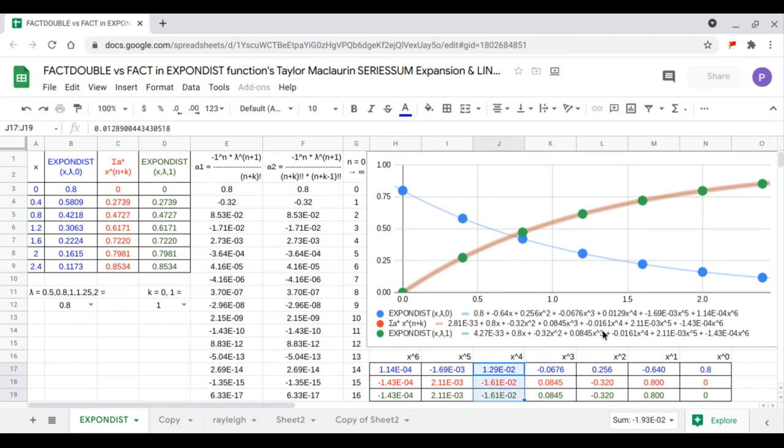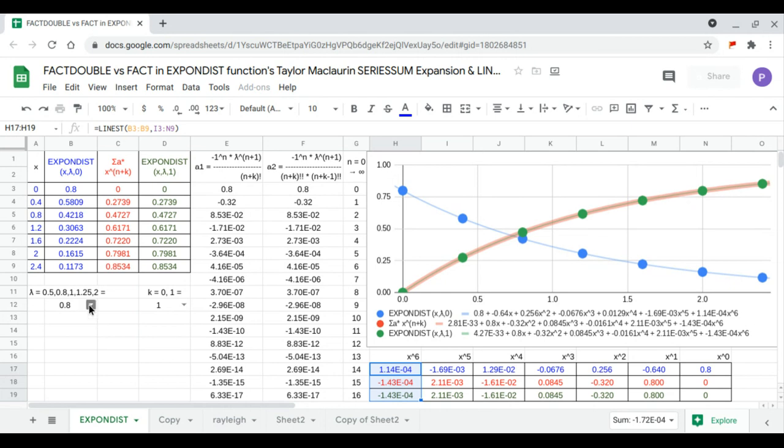And the x to the 4th, it's 1.29 times 10 to the minus 2. That's 0.0129. And this is 0.161, 161 times 10 to the minus 2. And the x to the 5th coefficient, that's 1.69 times 10 to the minus 3, 2.11 times 10 to the minus 3, and 2.11 times 10 to the minus 3. X to the 6, 1.14 times 10 to the minus 4, minus 1.43 times 10 to the minus 4, and minus 1.43 times 10 to the minus 4.